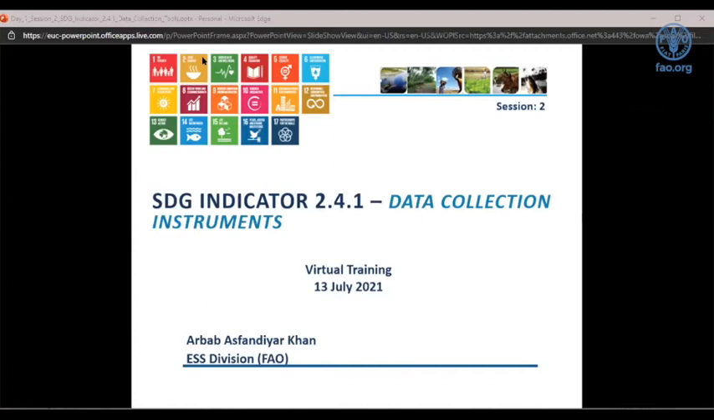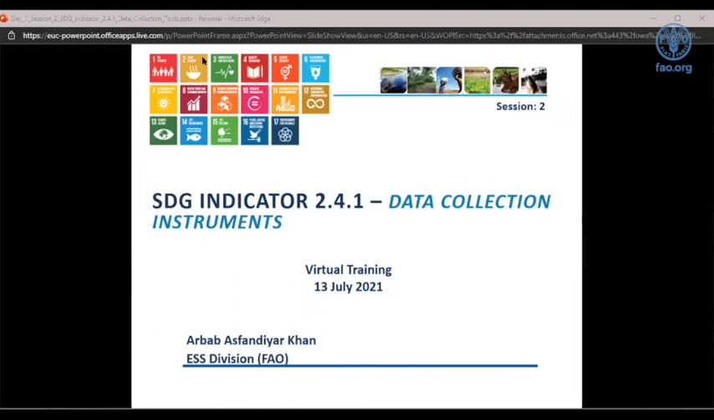So as highlighted in the previous presentation, the focus of 2.4.1 is to assess the sustainability of agricultural holdings and its agricultural land area. Thus, agriculture survey or farm survey offers an opportunity for collecting data through a single instrument for all 11 sub-indicators of SDG 2.4.1. This decision to use farm survey is in line with the country efforts supported by FAO to develop farm survey as the most appropriate tool for generating agriculture statistics in a cost-effective way. The choice of farm survey was made because of the following reasons.